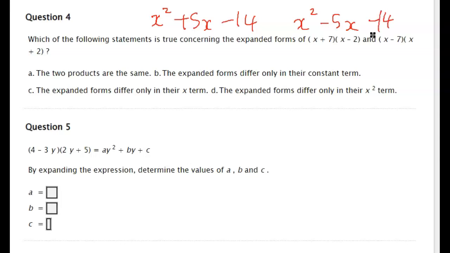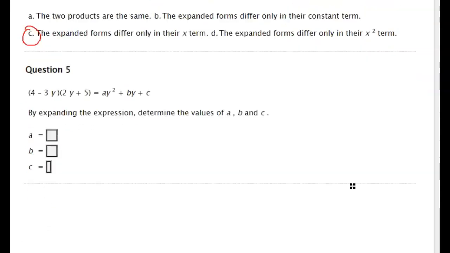So you can see that this middle term is different, okay, but your x squareds are the same and your constant terms are the same. So your answer is, the expanded forms differ only in their x term. Okay, so your answer for that one is C. All right, question 5.